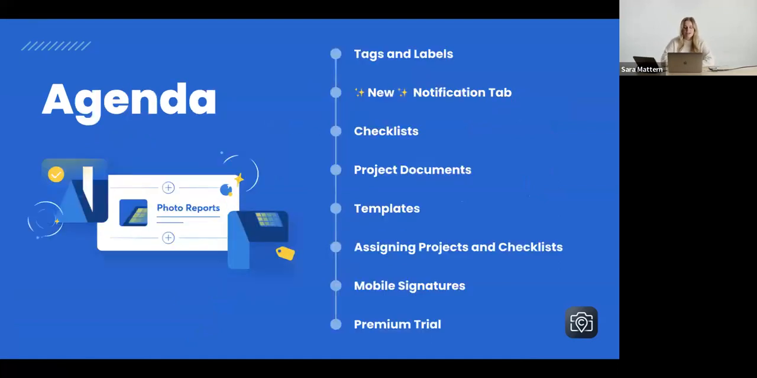Here's our full outline: tags and labels, that notifications tab that we changed this year, we'll go through, along with our checklists, project documents, we made some adjustments there as well, templates, assigning projects and checklists, mobile signatures, and how to set up a premium trial.